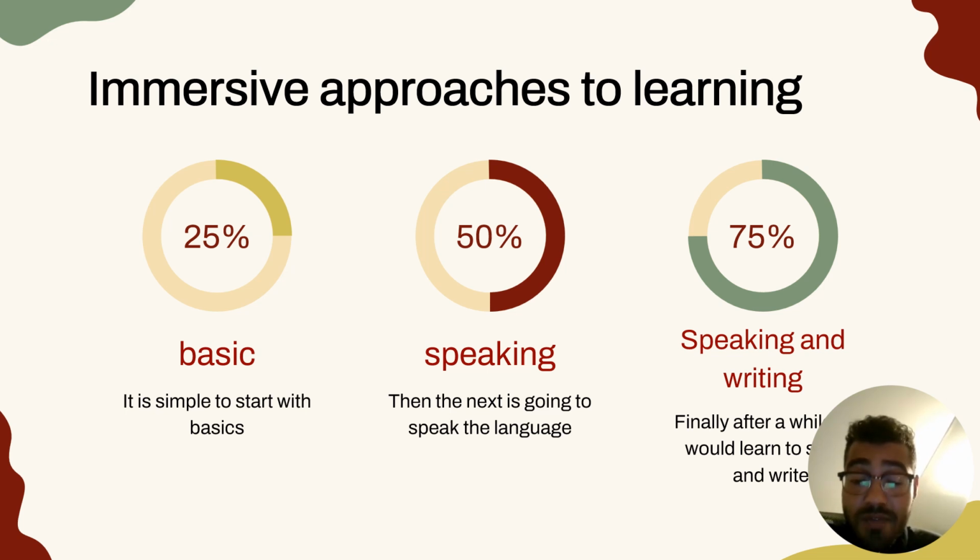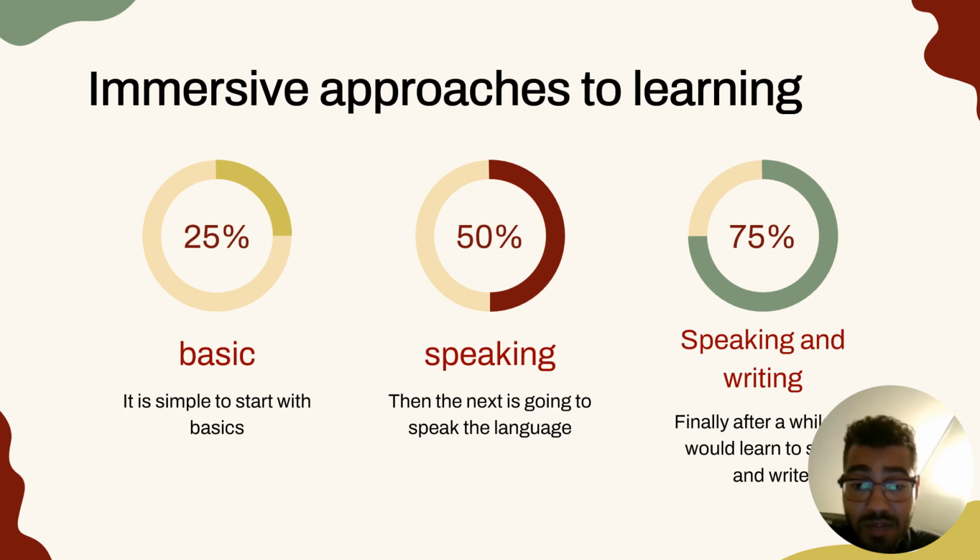Then after that you're going to jump to speaking. Speaking is being able to describe, to talk, to express your feelings, your emotions, your abilities, any kind of conversation. So you will need speaking. Then after that you have to be able to speak and write. So that's the third. After basics and speaking, you're going to jump to speaking and writing.